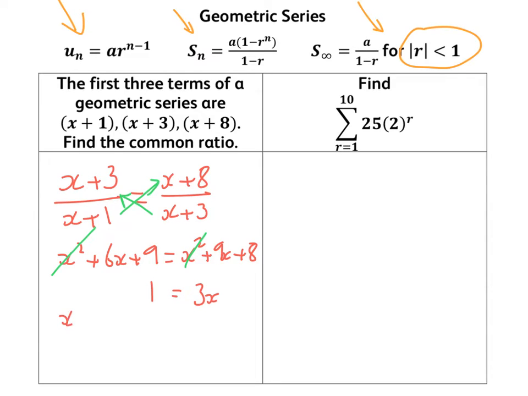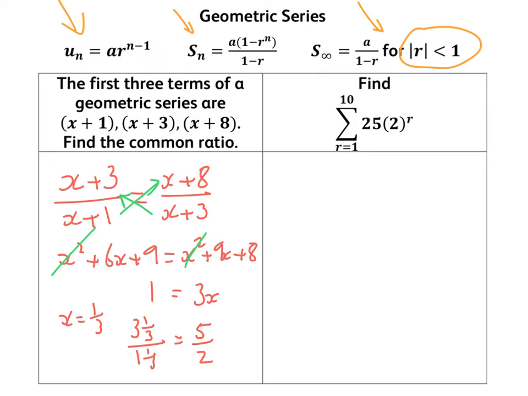So x = 1/3, which means the common ratio is, if I use one of the first ones, x + 3, so that's 3 and a third over 1 and a third, which equals 5/2, or 2 and a half. There you go. So just remember that the common ratio is the same each time, so the second divided by the first is going to be equal to the third divided by the second.